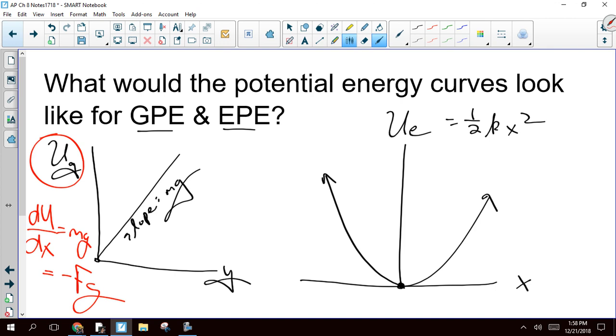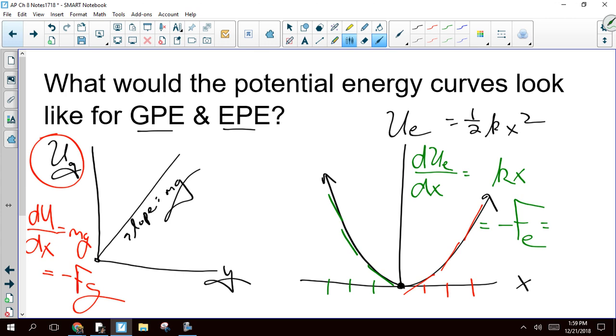our slope here is always changing, right? So here, the slope is positive. So positive x, positive slope. As your x gets bigger, your slope gets more and more positive. Over here, your slope is negative. As your position gets more and more negative, your slope gets more and more negative. Let's take the derivative of our elastic potential energy with respect to position, and you get, well, the derivative of 1/2 kx squared, 2 times 1/2 is 1, so you just get kx. Oh, well, that's the opposite of the force from a spring, because the spring force is negative kx, right?